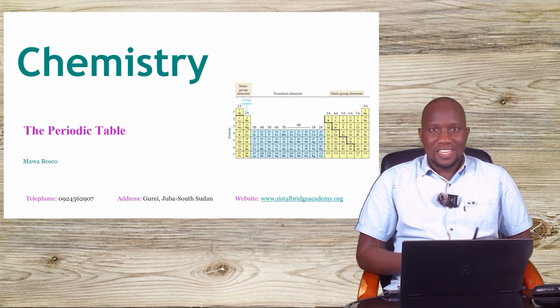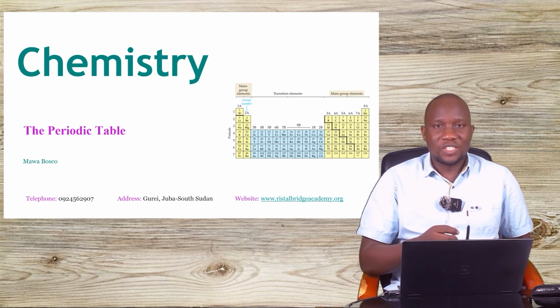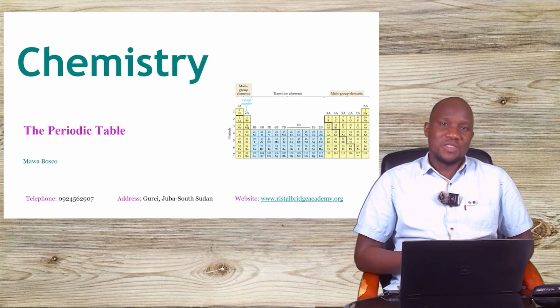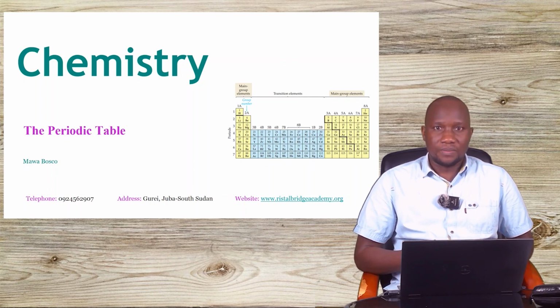You don't necessarily need to memorize the periodic table, no. Why? Because usually at the back of your examination, you will have the periodic table there for you to use. So you don't really need to memorize. You don't have to force it into your head that you can actually draw the periodic table, not necessarily. You just need to know how to read it. That's what you need, right?